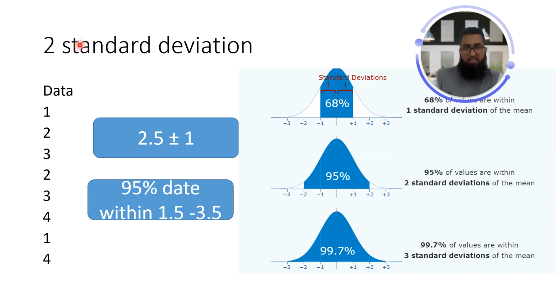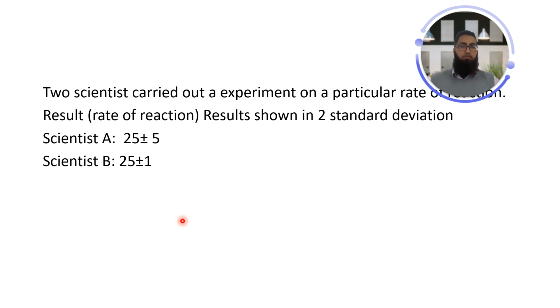If I change the wording, if I told you 1 standard deviation and left everything else the same, that means 68% of the data is from 1.5 to 3.5. And if I told you the answer here is 3 standard deviation, that means 99.7% of data is between 1.5 and 3.5. Hopefully that makes sense. Let's do one more example.